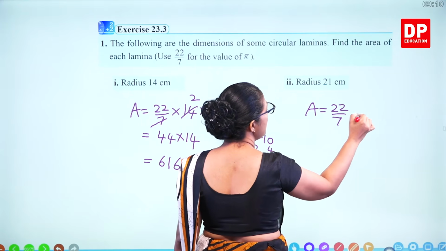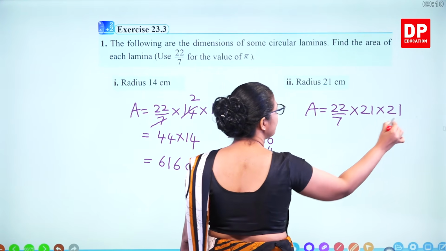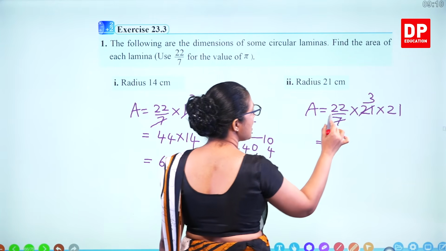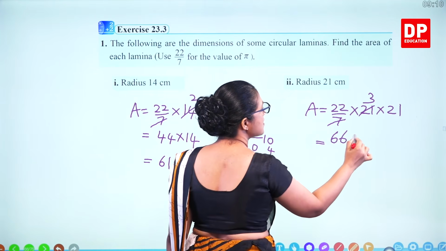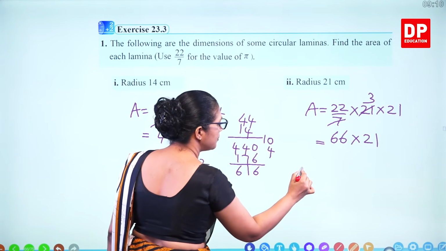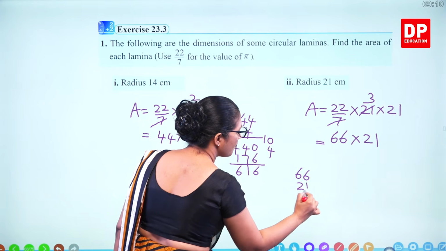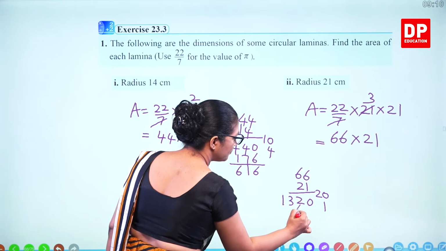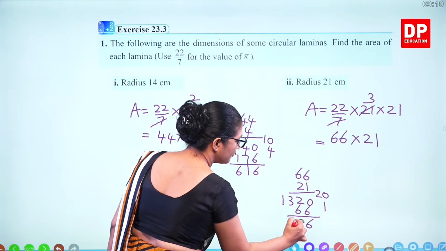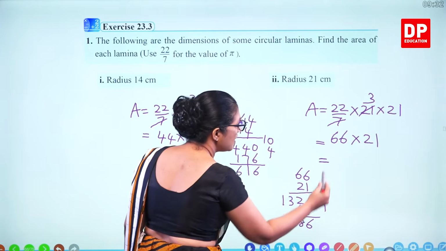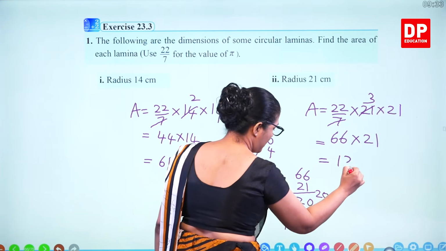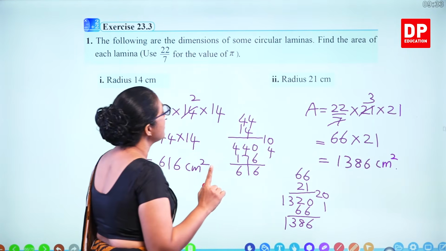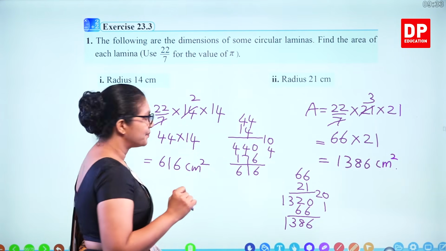Radius 21. So what's the area? 22 over 7 into 21 times 21. 7 times 3 here. 3 times 2, 6. So 66 into 21. Multiply. 20 and 1. So what's the answer? 1386 square centimeters is the area of the circle.